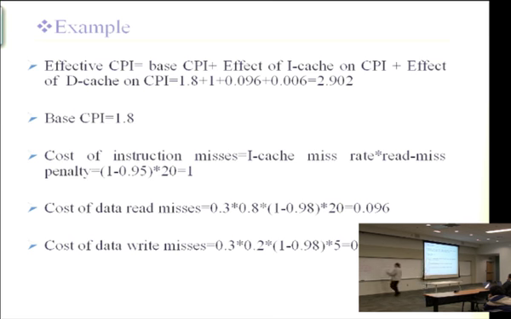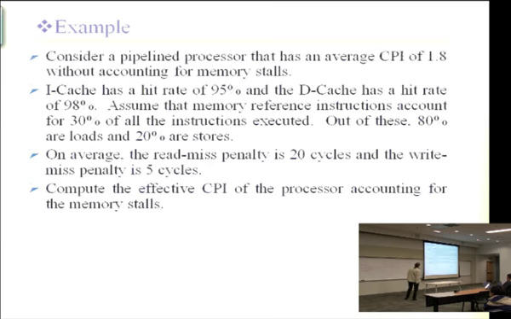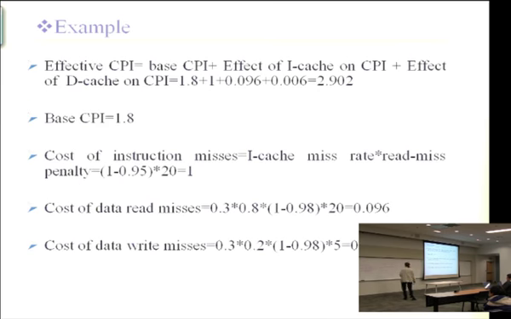So in our case, I cache hit rate is 95%. So the miss rate is 1 minus HI, which is 0.05. And we need read miss penalty, and it says it's 20 cycles. So I cache CPI is equal to 1 minus HI times 20, which is 1.